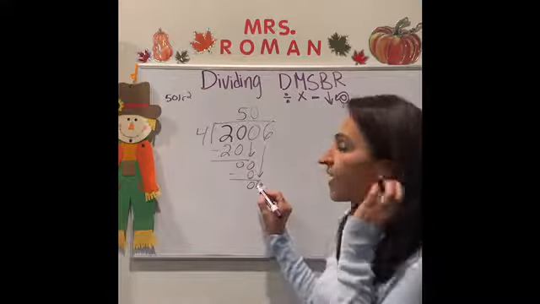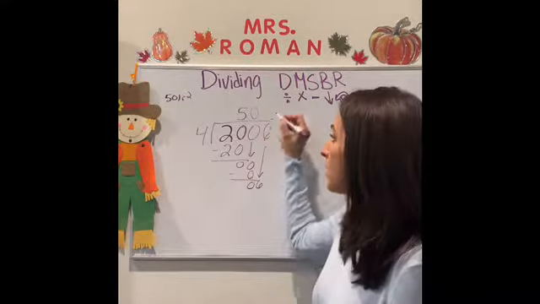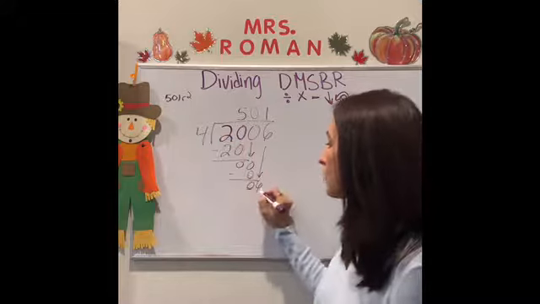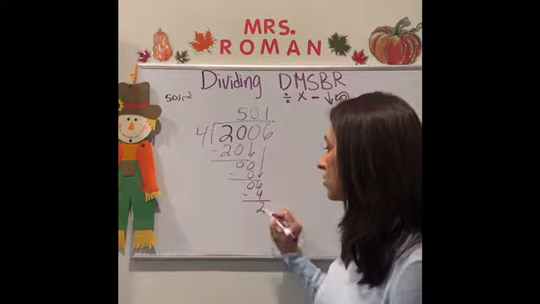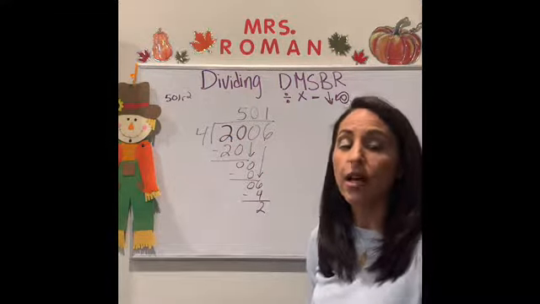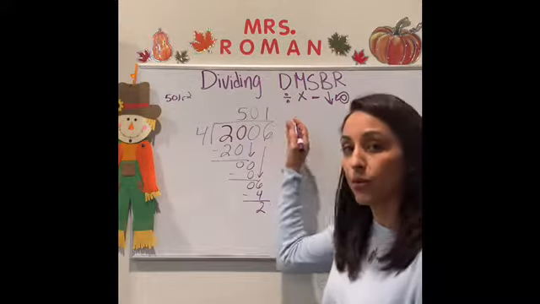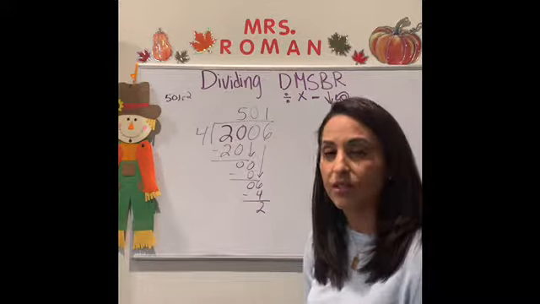All right, I asked myself again, can 6 be divided by 4? Yes, I can. 1 time. 1 times 4 is 4. Subtract, I get 2. All right, this is where things change. Before, I would just write remainder 2. Now, it's time to use a decimal.